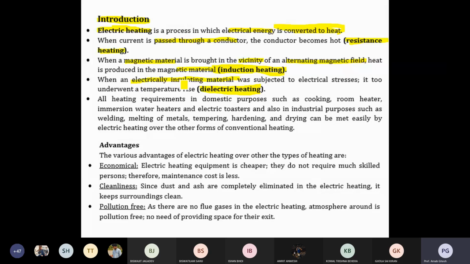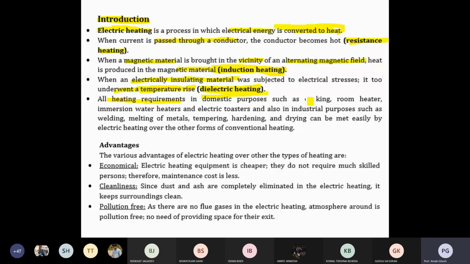Then easy to control, one by one I am coming. The most important advantage is economical. Economical means electric heating equipments are cheaper and do not require a highly skilled person, therefore the maintenance cost is less. We all are using electric appliances for our domestic purposes. All the instructions are given, you just turn on the switches.